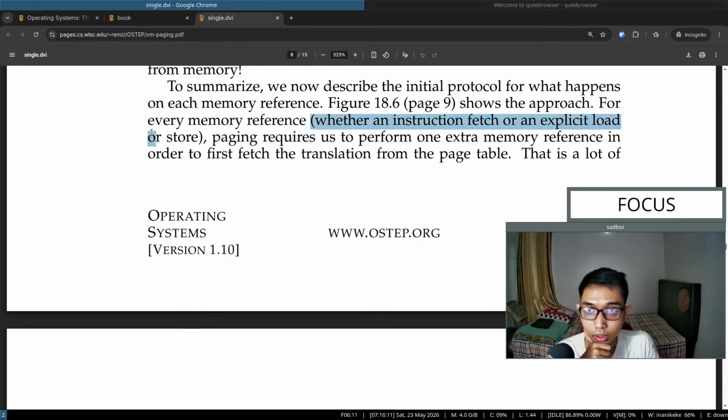For every memory reference, whether an instruction fetch or an explicit load or store, paging requires us to perform one extra memory reference in order to first fetch the translation from the page table.